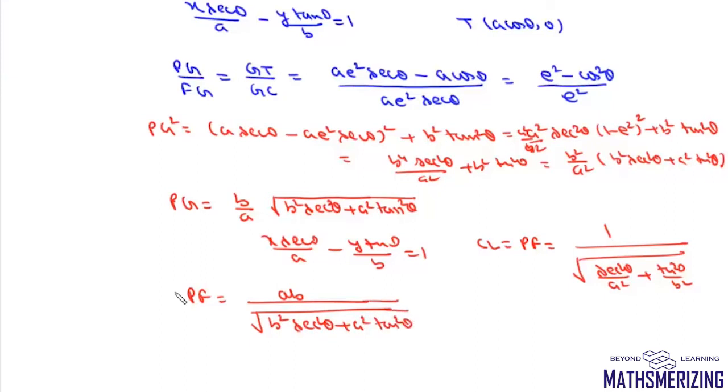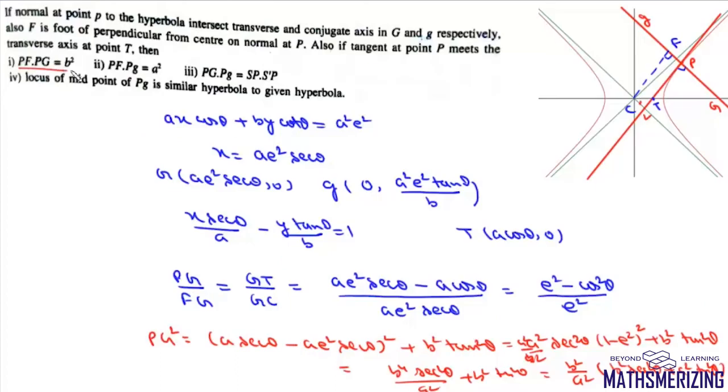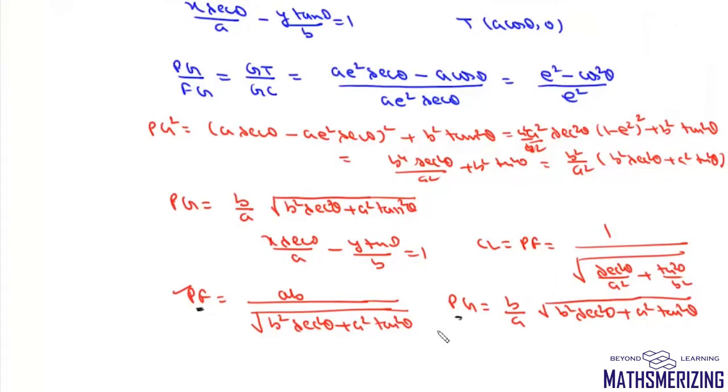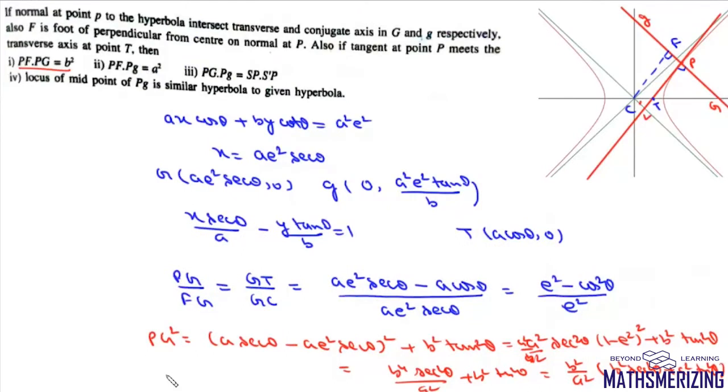So now we have our results. We have PF, we also have PG, which is B upon A under root of B square secant square theta plus A square tan square theta. Now we look at what we need to prove. The first one is we need to prove that PF into PG is B square. So here we have PF, here we have PG. If we multiply them, then PF into PG: B square secant square theta plus A square tan square theta will cancel, A will also cancel. So we'll get PF into PG as B square. Now the second one is we need to prove that PF into Pg is A square.